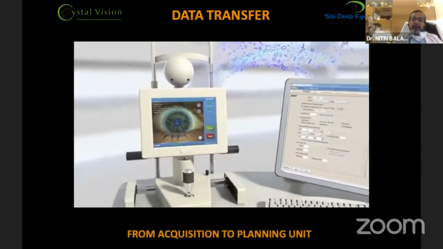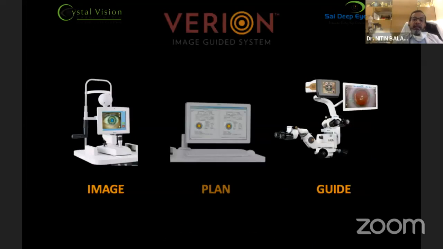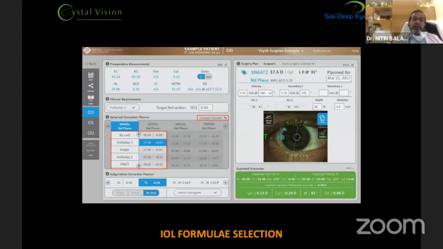The data, like I said, acquired by the measuring unit is now sent to the planning unit. In the planning unit, one can compare the K1, K2s of the various readings taken by the Verion along with the other fed-in readings, which could be either from the IOL Master, the Lenstar, or any other optical biometer. Having done that, you can have the IOL power calculation. There are various formulae which are pre-fed in the planning station, which also include the Barrett suite. And online, one can actually compare all the IOL powers which are given by the different formulae.